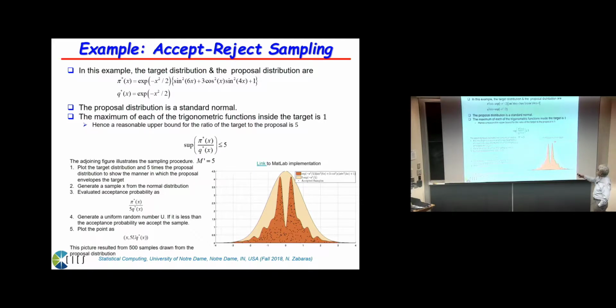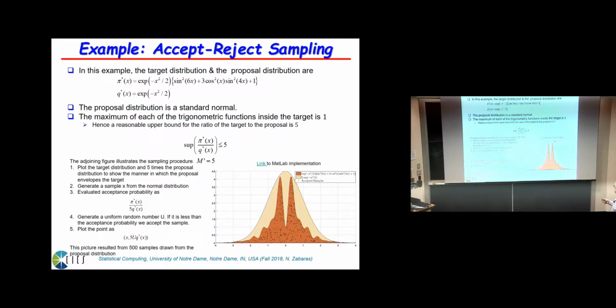All right, here's another example. Let's say somebody gives you this weird distribution and says, find me samples from this distribution. Okay, so it has e to the minus x squared over 2 that looks like a Gaussian, but it has sine squared and 3 times cosine squared times sine squared plus 1. Okay, so what I'm going to do is take as a proposal distribution e to the minus x squared over 2, which is actually a standard normal.